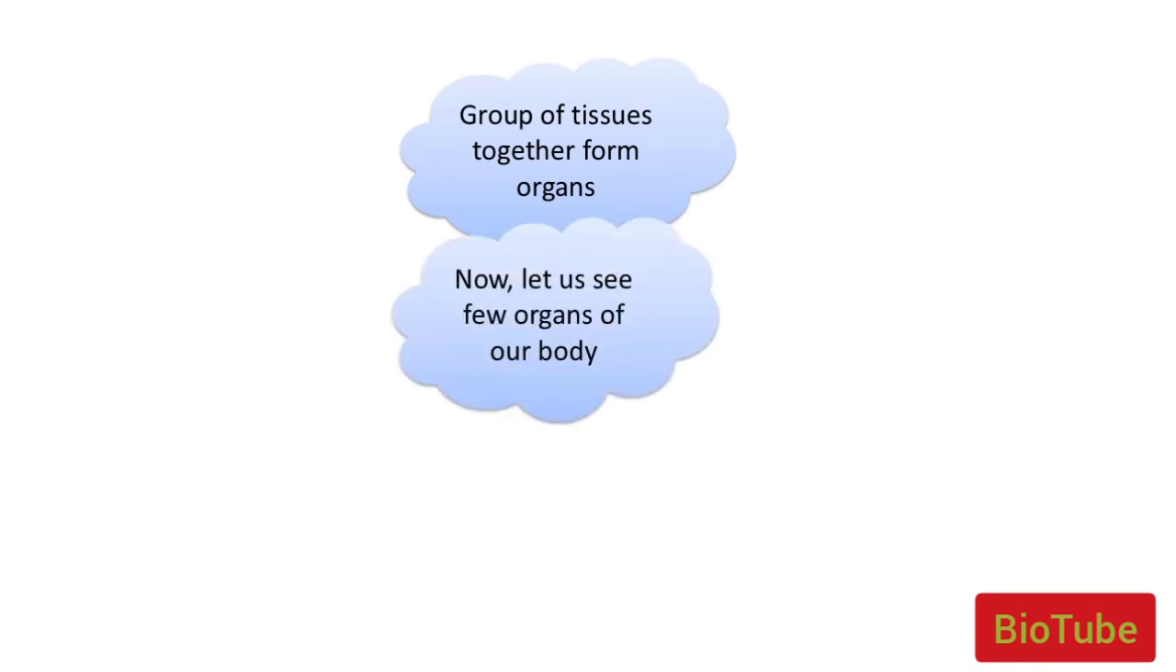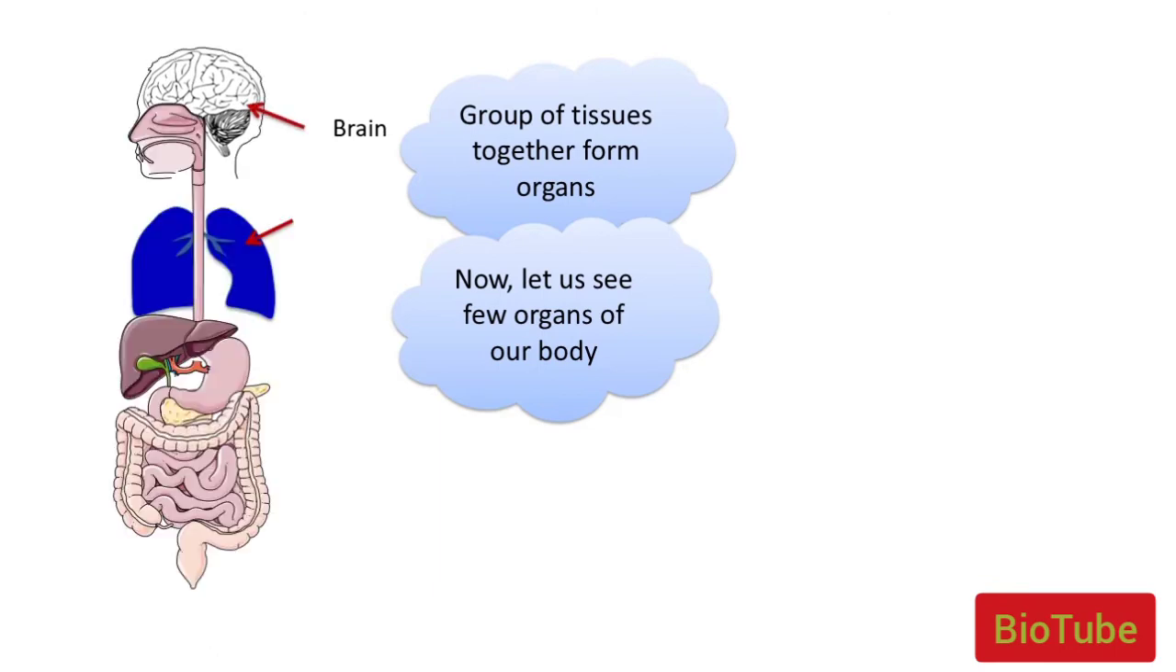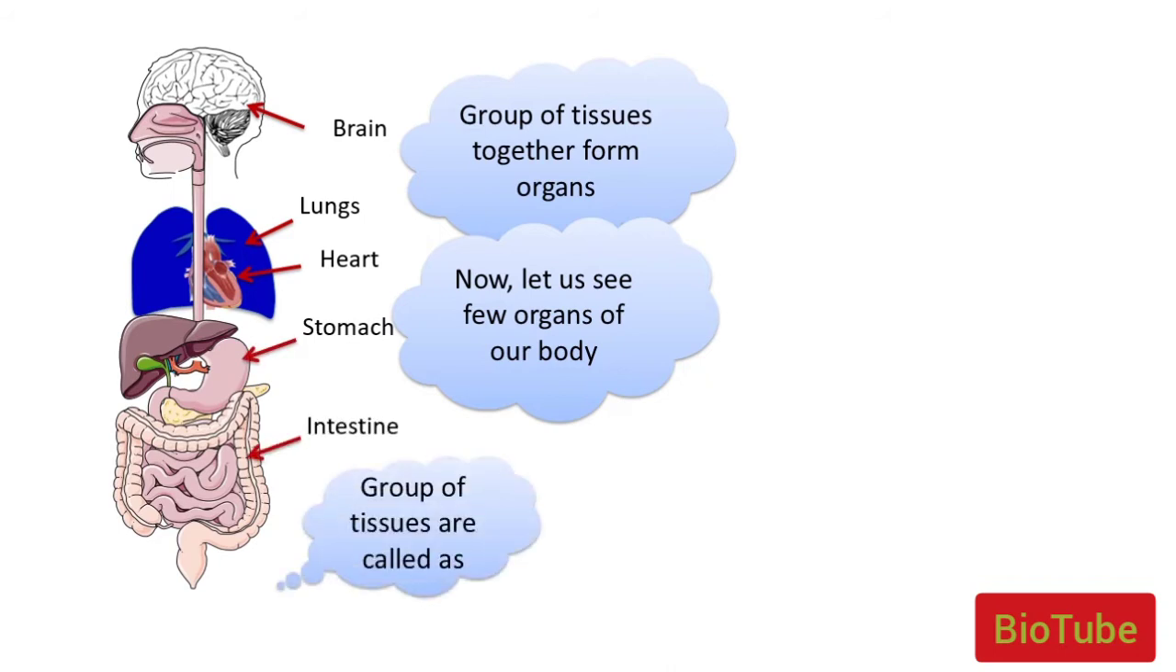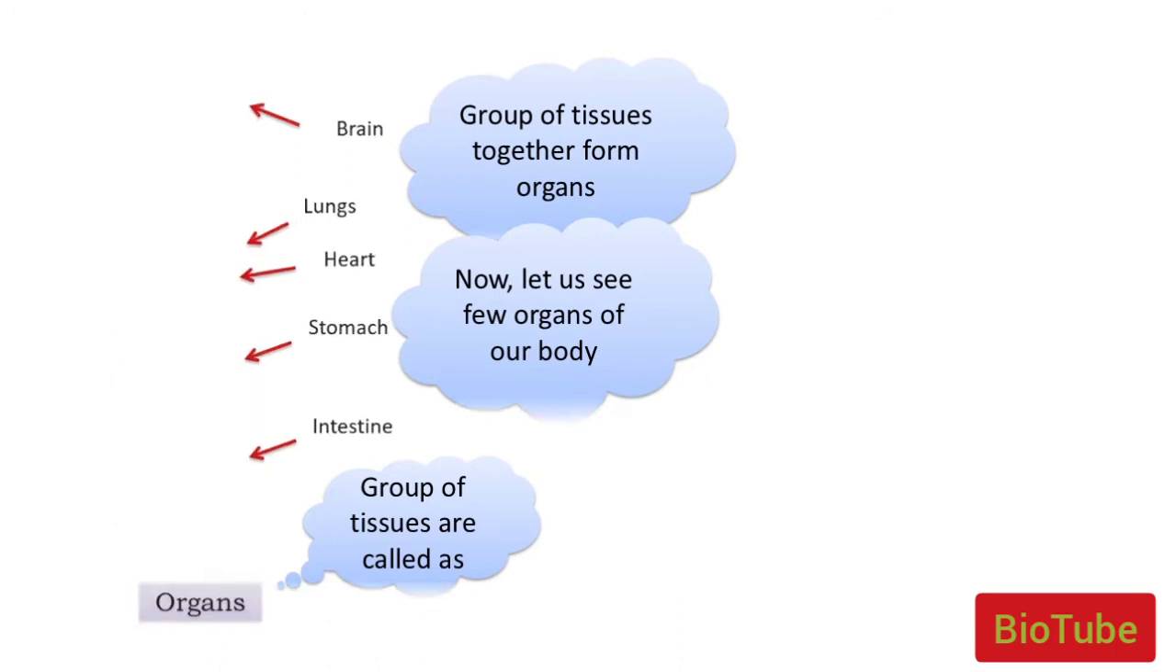Now let us see a few organs of our body. For example, the brain, lungs, heart, stomach, intestine. These are the various organs inside our body. A group of tissues is called an organ.